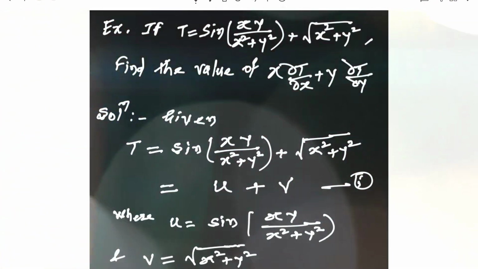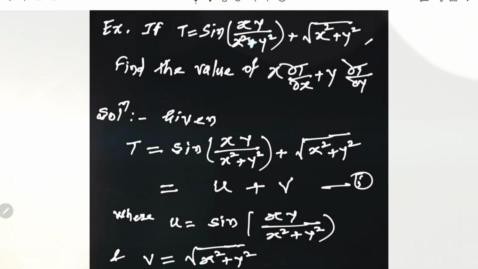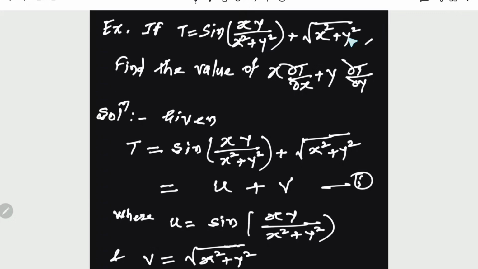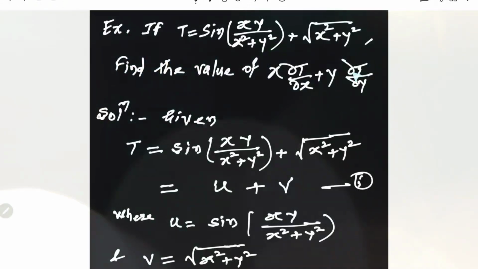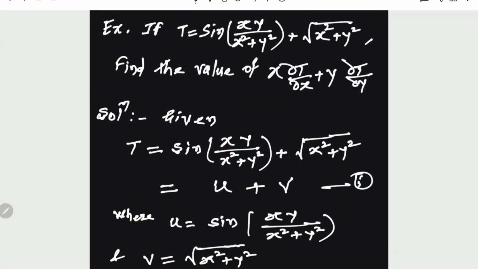Let us solve the problem. If t is equal to sine of xy divided by x square plus y square plus root of x square plus y square, then find the value of x dou t by dou x plus y into dou t by dou y. We have to identify the type of the problem.